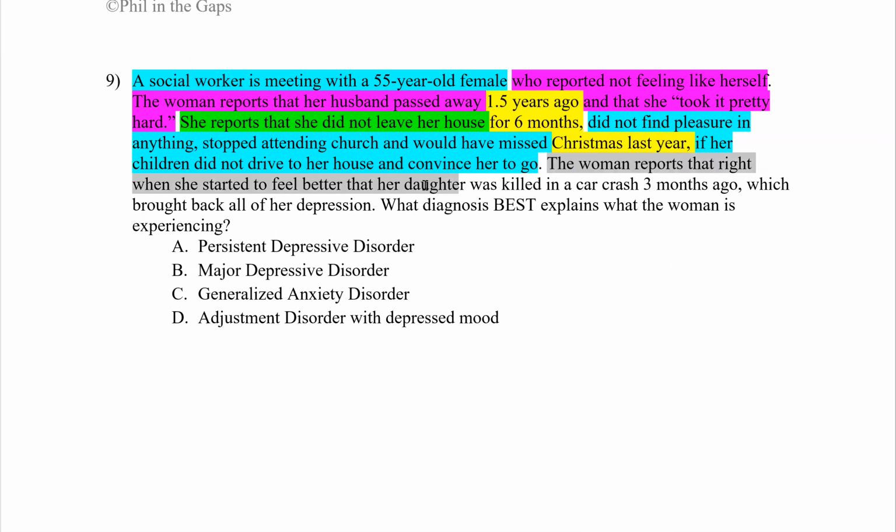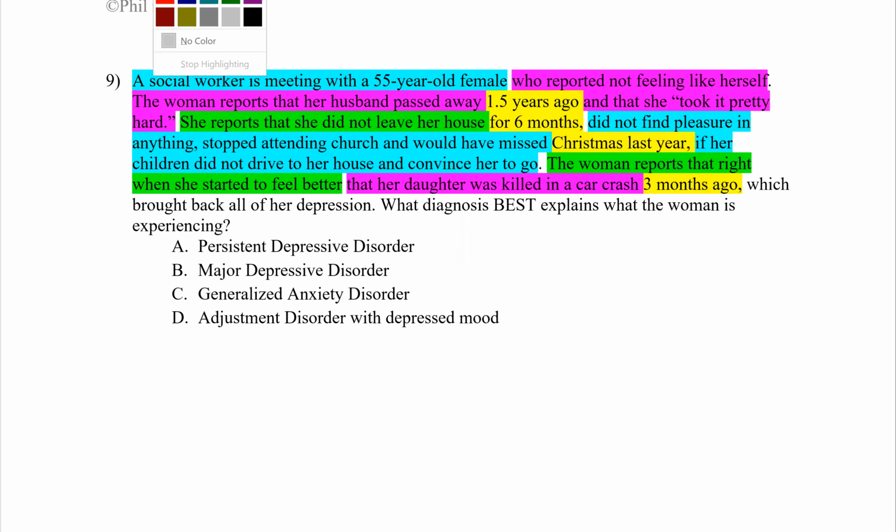The woman reports that right when she started to feel better, so she had a period of feeling better, her daughter was killed in a car crash 3 months ago. Any length of time, hop on top of it because it paints the picture of what we're looking at. So 3 months ago, her symptoms got worse, which brought back all the depression.